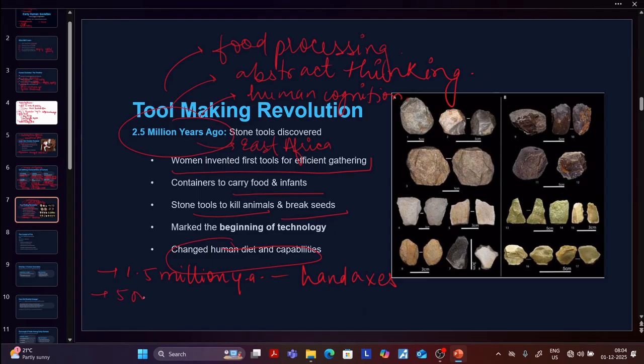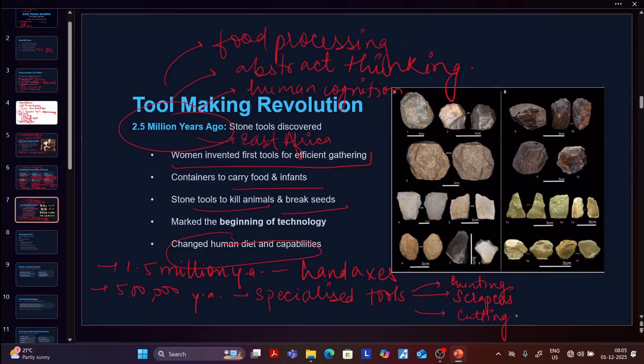By 500,000 years ago, we see even more specialized tools for hunting, or scrapers for hide removal, hide processing, or we have cutting blades, pointed implements for hunting. Toolkits became diverse, indicating specialized purpose.